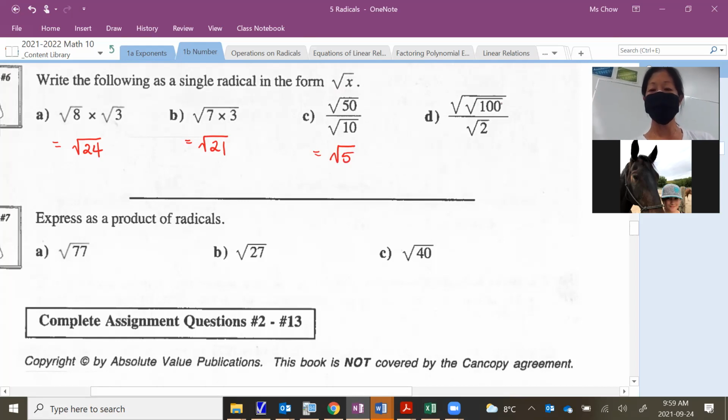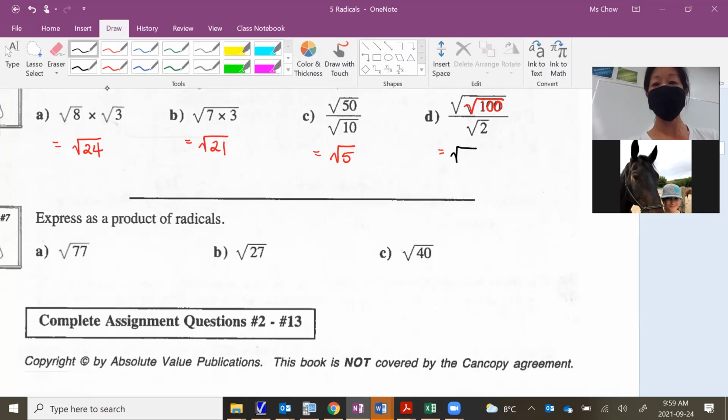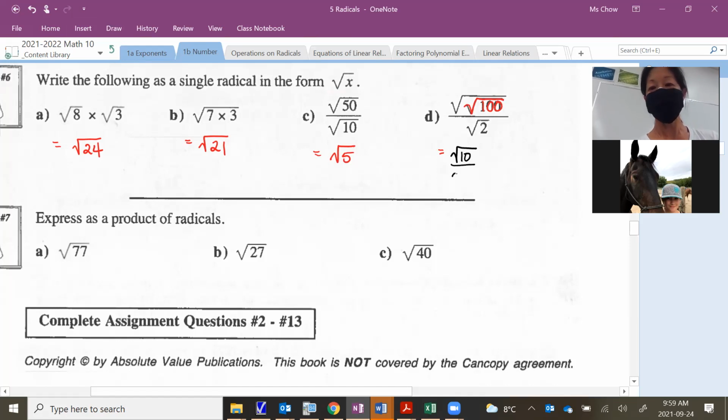So let's work on one of these. What's the square root of 100? Root of 100 is simply 10. So can I say then that this is the same as root 10 divided by root 2? Yeah.